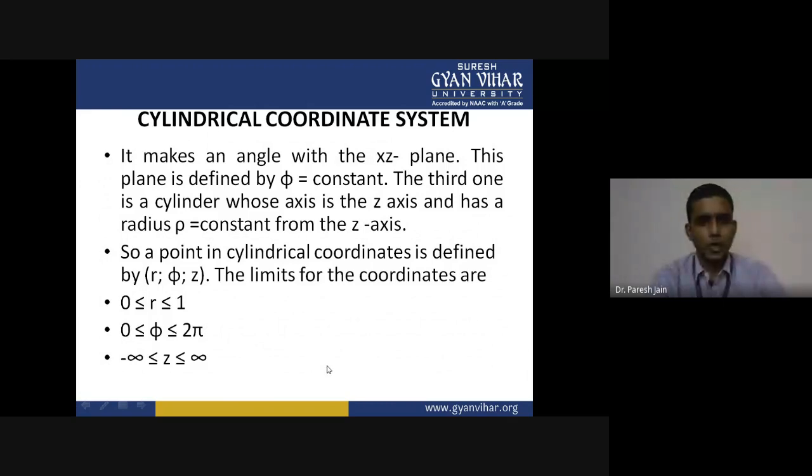So a point in the cylindrical coordinates is defined by r, phi, z. The limits of the coordinates are: r is varied from 0 to 1, or sometimes it is varied from 0 to infinity. So the lower limit of r is 0, and the upper limit of r is 1 or infinity.